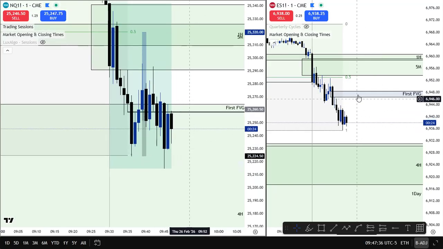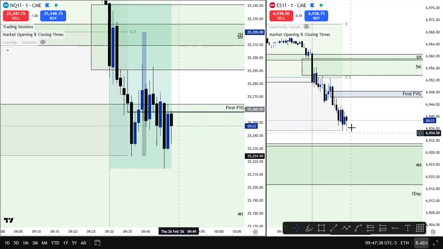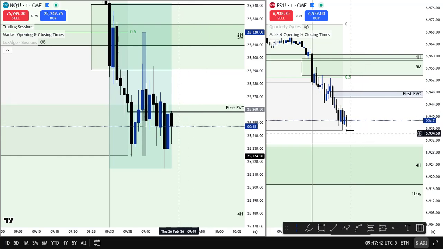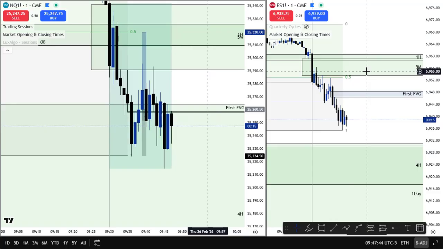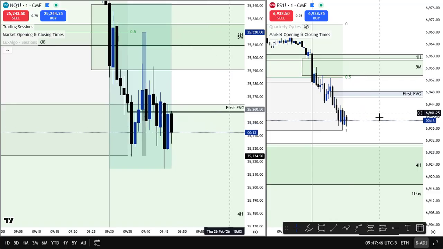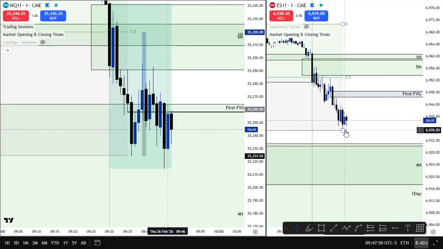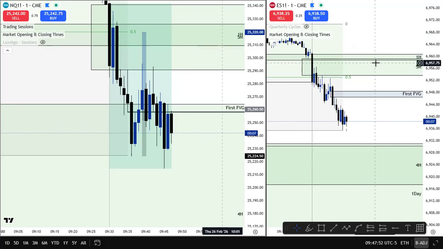Hopefully we can do this push higher before the macros, because if we can do it before the macros, it will mean that the macros didn't make any bottom. So it will also indicate that we're more likely to come back here, to take at least this sell side after the retracement.